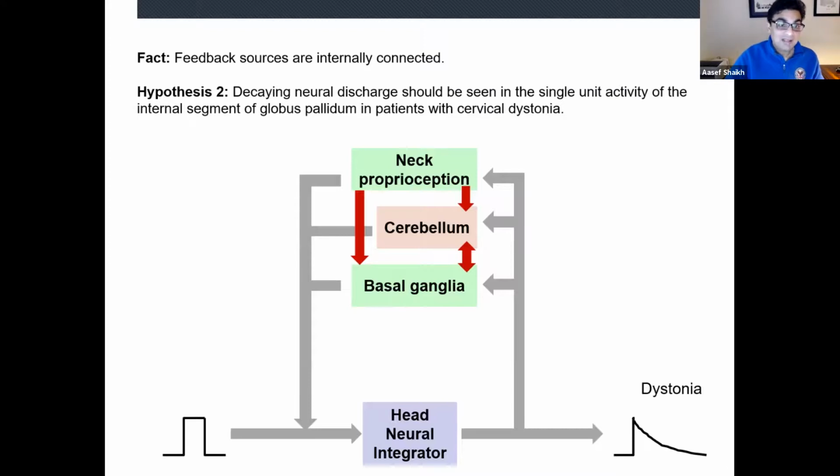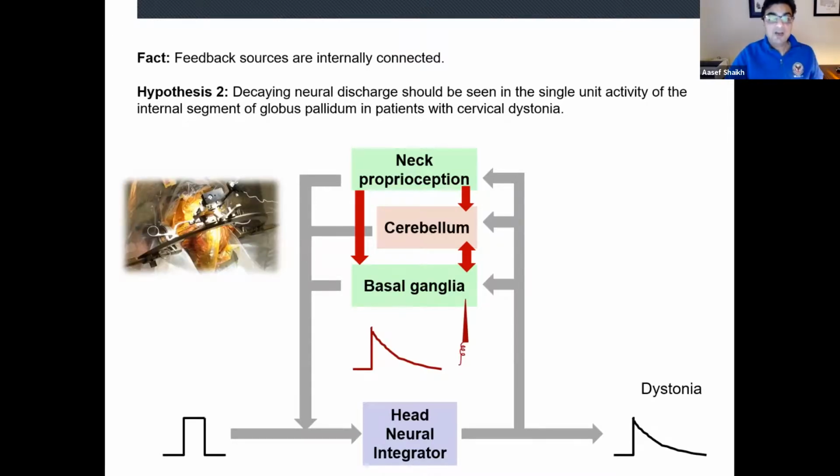So then we asked, what happens if there is a decay coming out of the head neural integrator here? Then that decay not only goes here, but it also goes to the feedback. And if the basal ganglia is part of that circuit, then we should see the decay in the basal ganglia neurons also. So now, 5 years ago, we started collecting this data, and I think we published that in 2017. And what we found, we recorded single units from the cervical dystonia patients, their basal ganglia from their GPi, and we expected that these cells should also have the decay.